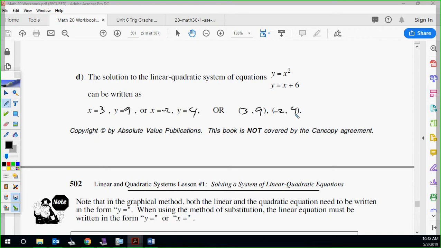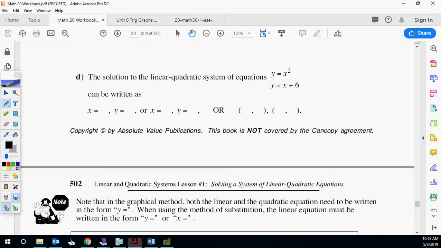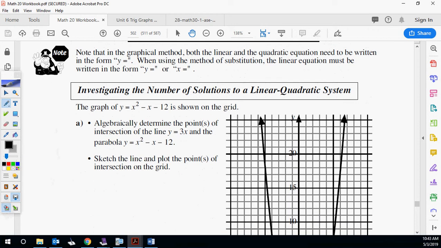All right, so now we're going to talk about what to expect and how the discriminant can help us. Note that in a graphical method, both a linear and quadratic equation need to be written in the form y equals, because if we're doing it graphically, you need y to be by itself so you can plug it in. But if you're doing it algebraically, it doesn't have to be. You could do elimination or other stuff. So it's up to you.